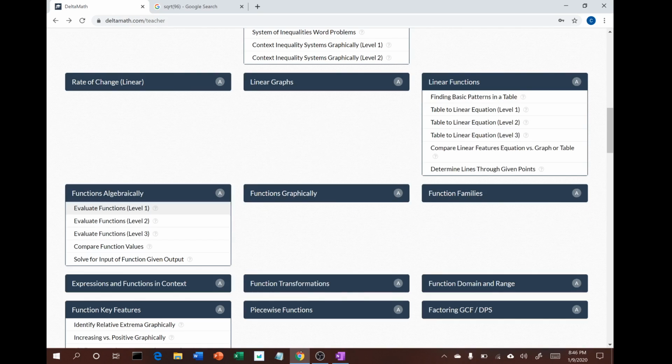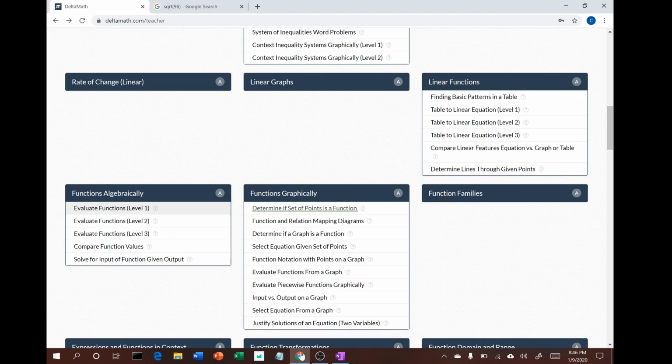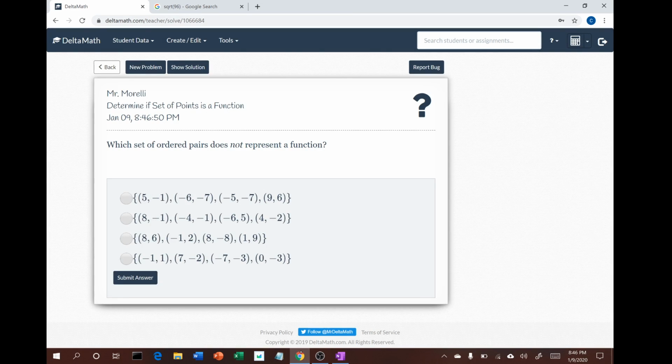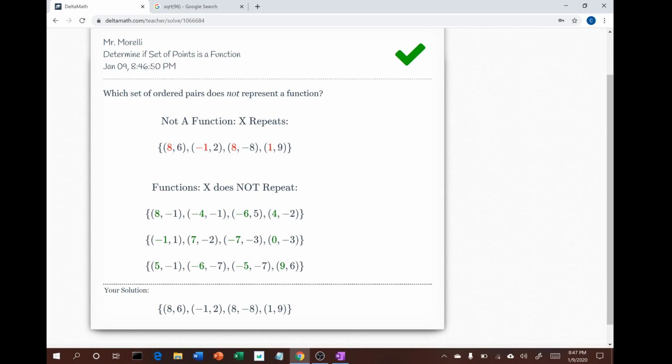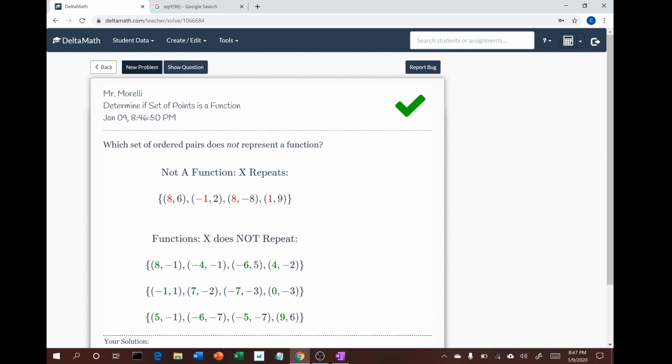Okay, linear functions. Okay. Determine if a set of points. Okay, here, this is, yes, look at this. All right, so determine if a set of points is a function. All right, which ordered pair does not represent a function? This one. All right. X does not repeat. Oh, I love this. So Delta Math, this is so cool. You know, the kids are going to love this Delta Math thing. I love it. I just love it.